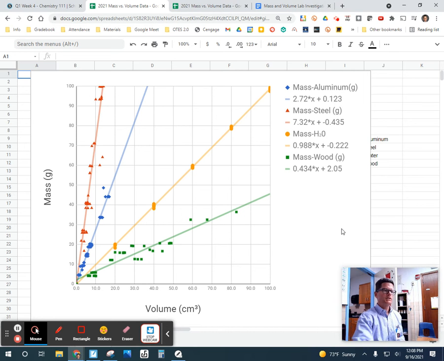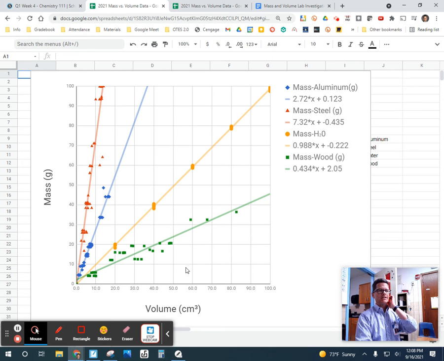All right, so we are taking a look at the class data. This is from 5th period and 1st period class data. So it's going to change a little bit over the day as we add in that additional data, but I don't expect it to change a whole lot. So your plotted graph should look something like this, where you have kind of 4 distinct trend lines.